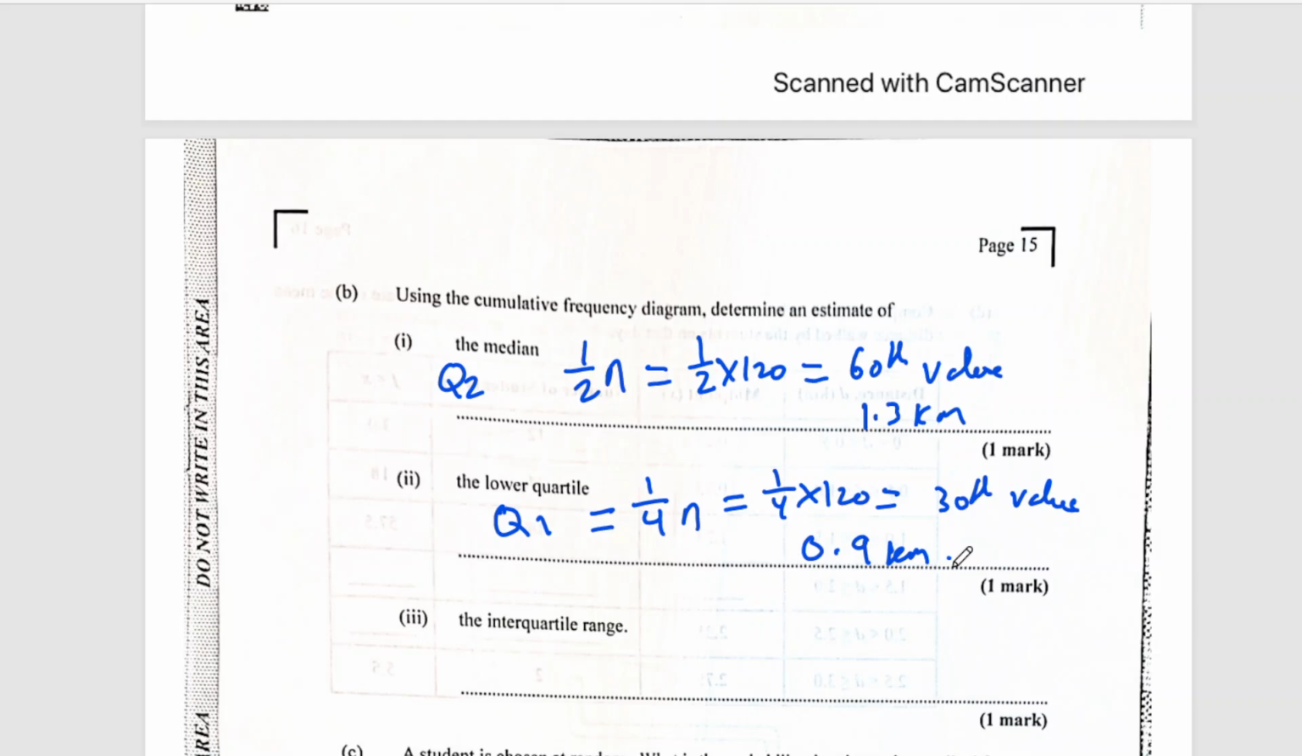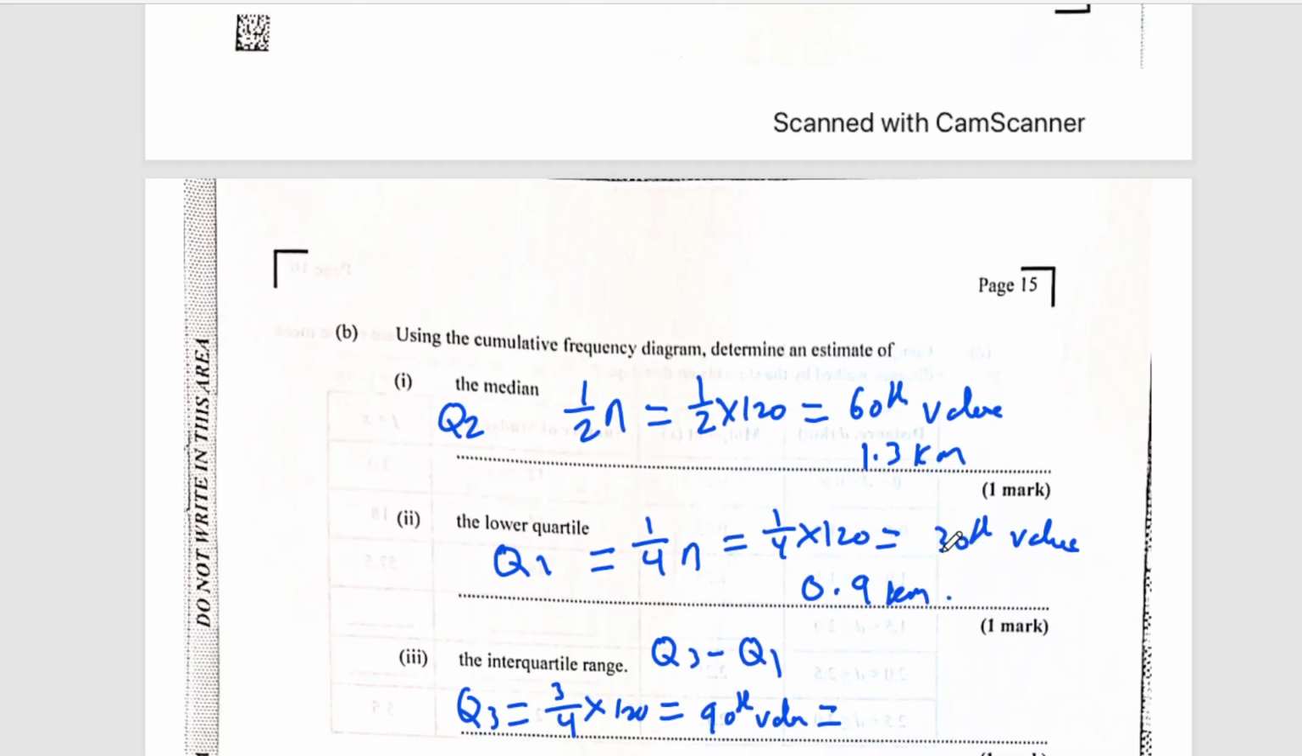And then they ask now for interquartile range. So I just mentioned that, right? Interquartile range is Q3 minus Q1. We already worked out Q1 up here as 0.9. So now we need to find what Q3 is. So Q3 is 3/4 N. Right? Q1 is a quarter N. Q2 is a half N. Q3 is 3/4 N. So 3/4 N is 120. 3/4 of 120 is 90. So it's the 90th value. Right? 3/4 by 120 is 90.